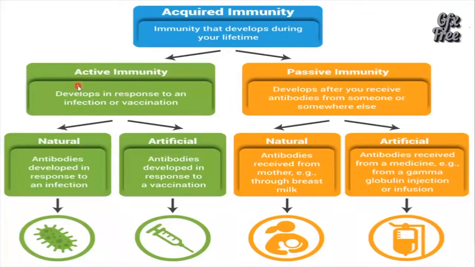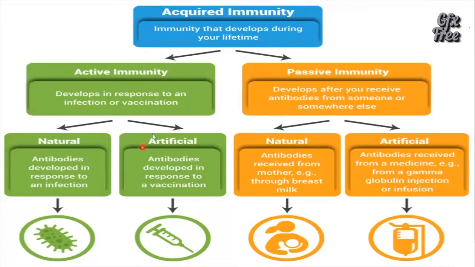So what is active immunity? Active immunity is the one which develops in response to an infection or a vaccination. When we get an infection, for example chickenpox, we get an infection with the chickenpox virus, and after we recover from that, we might not get that infection again in our life. That is through the antibodies naturally developed in response to that infection called chickenpox. So that is natural active immunity.